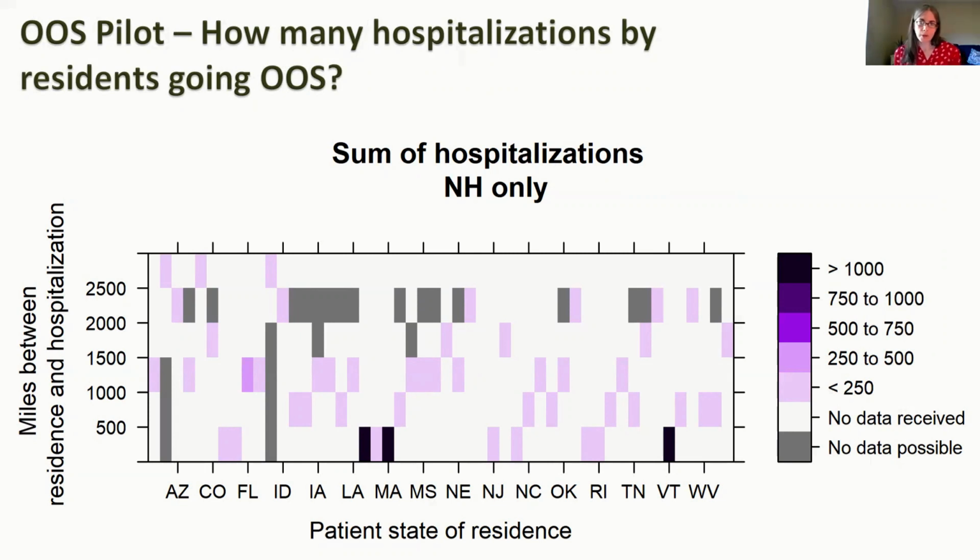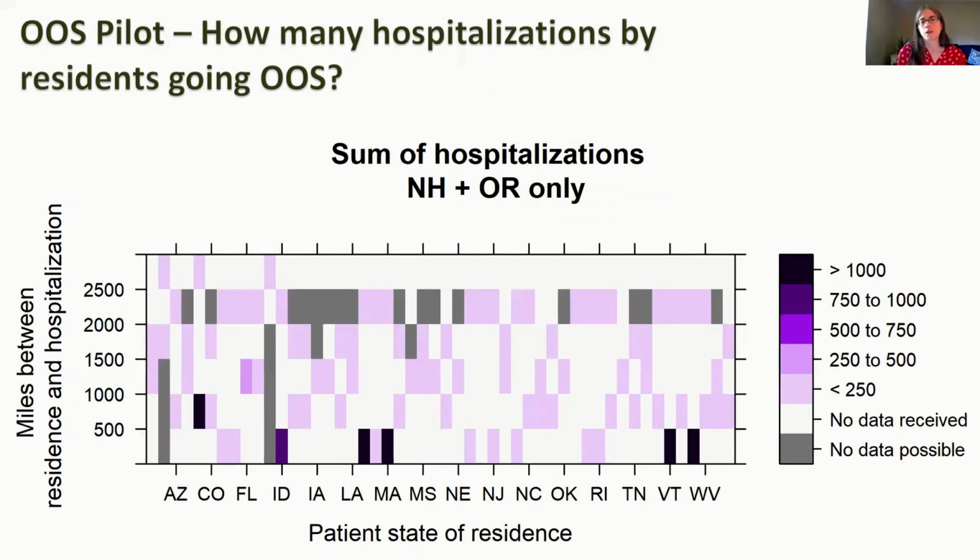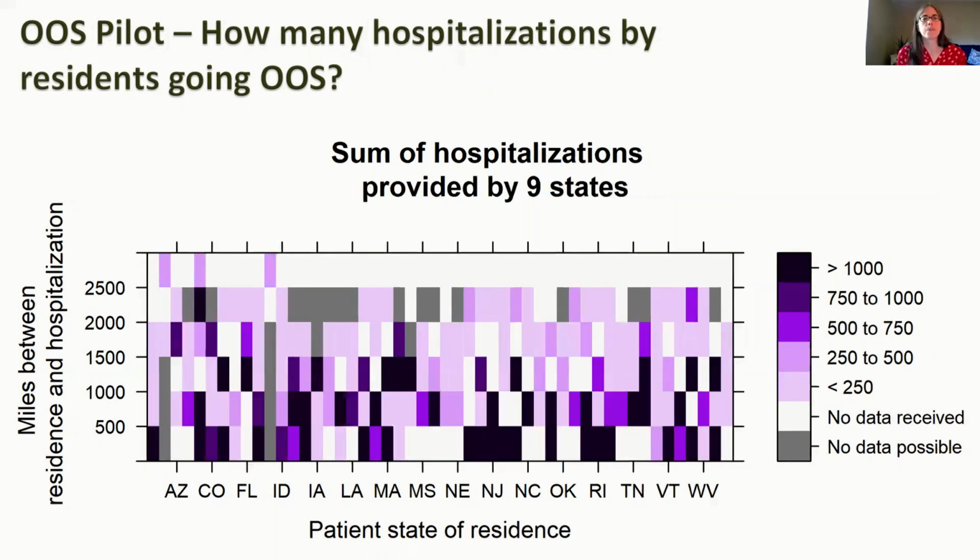Just seeing New Hampshire's data here doesn't necessarily tell you a lot, but if you add in a second state, for example, Oregon, you can see how the chart starts to fill out. And when you pull all nine states together, the map looks much more colorful. You can see that there are a lot fewer white and gray cells, and the cells with 1,000 or greater, the darkest purple, range as high as 23,000 in this heat map, which is a pretty impressive number.